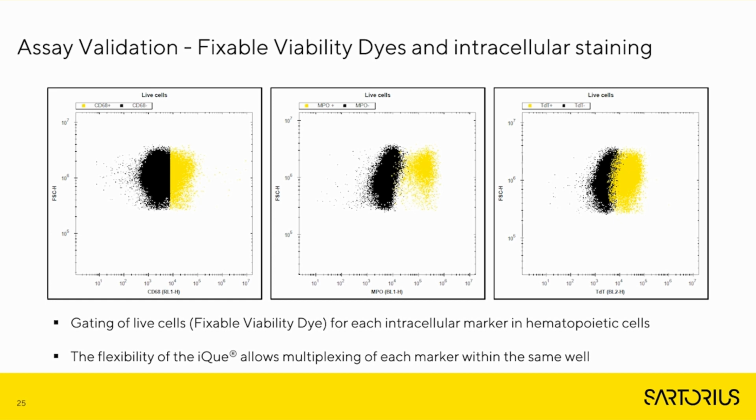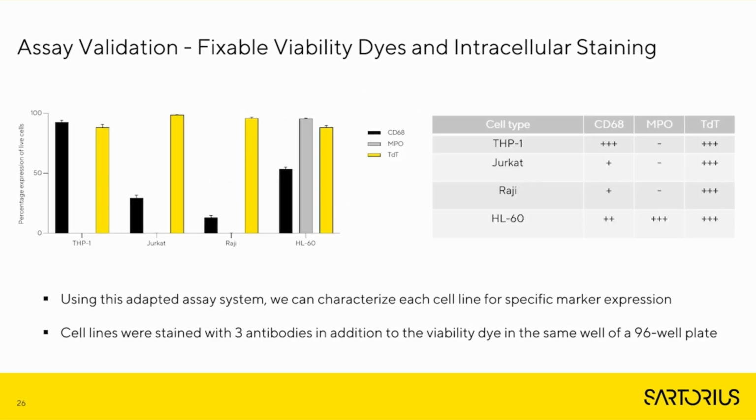So if we take a look at the marker expression for each of these particular cell lines, we can quite clearly see there's some differences here. So using the fixable viability dye to look at live cells, all of these expression profiles for each of these cell lines is in the live cells only. So these have already been gated for live cells, and then we've looked at individual marker expression. So using this adapted assay system, we can characterize each of these particular cell lines for their specific marker expression.